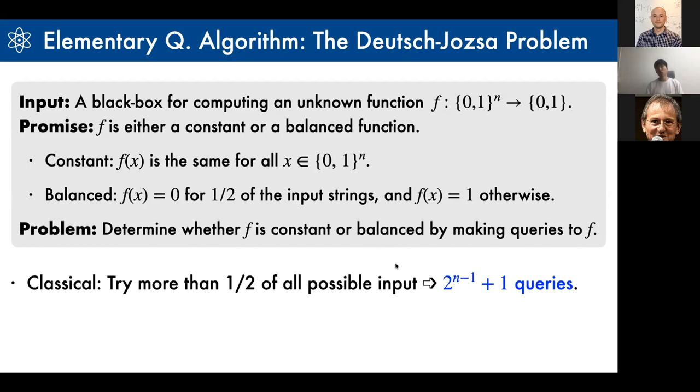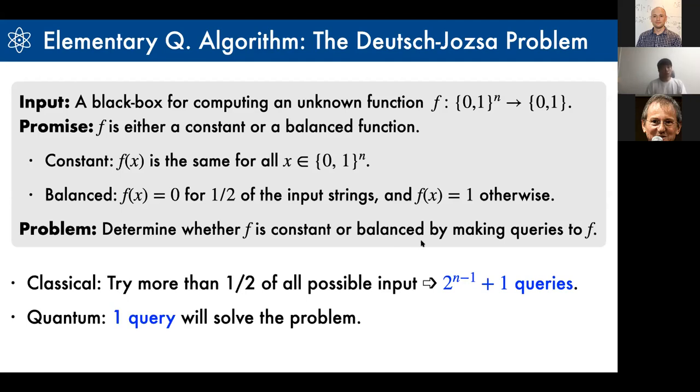There are 2 to the n possible inputs, so the number of trials you have to make is exponential with respect to the problem size n, because it's like 2 to the n. But if you use quantum computing, it turns out that you need just one query to solve the problem, okay? So how does it work?